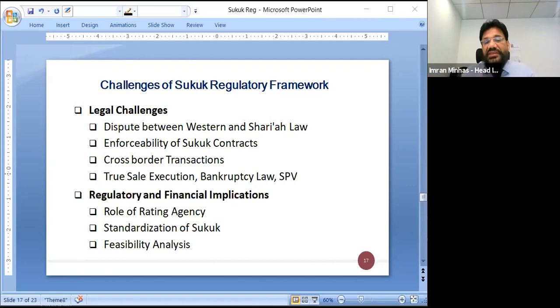So in such cases, in the event of default, the Sukuk holders do not have recourse to the asset due to civil law restrictions. This is another problem.